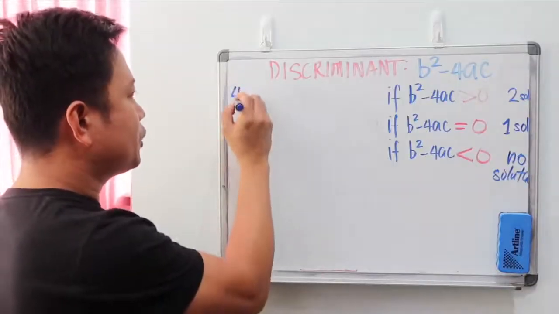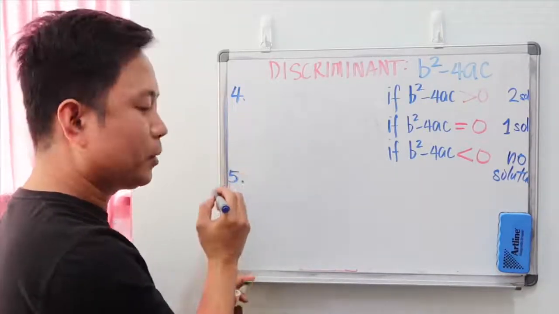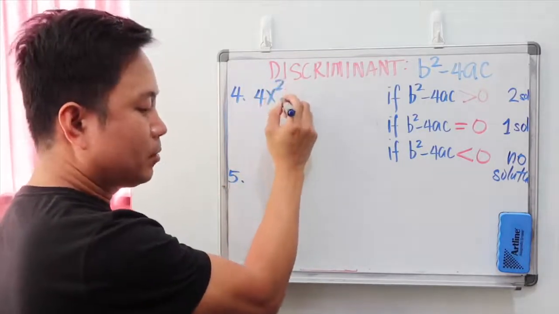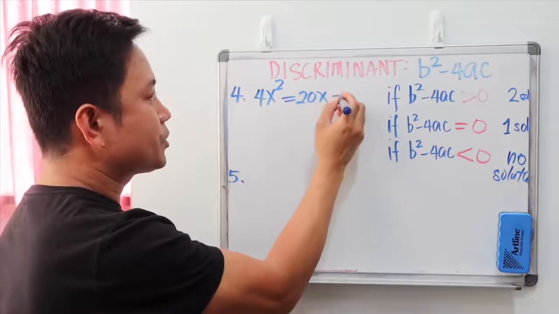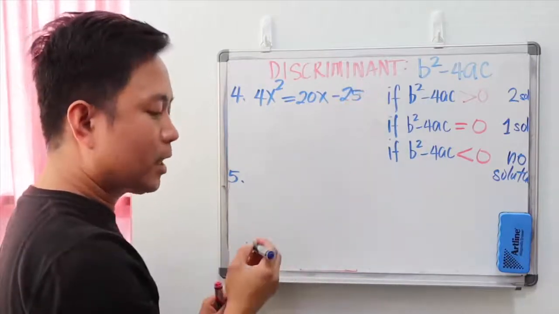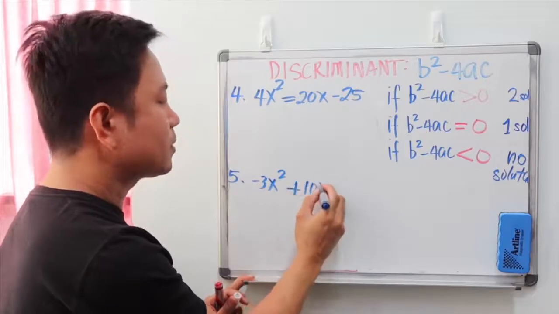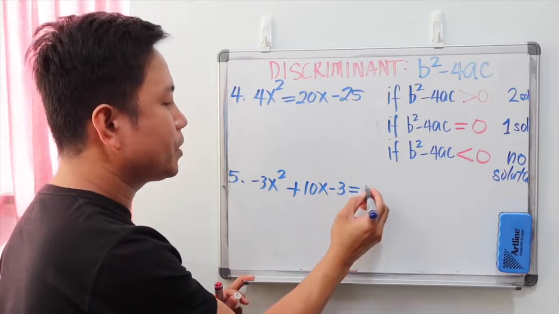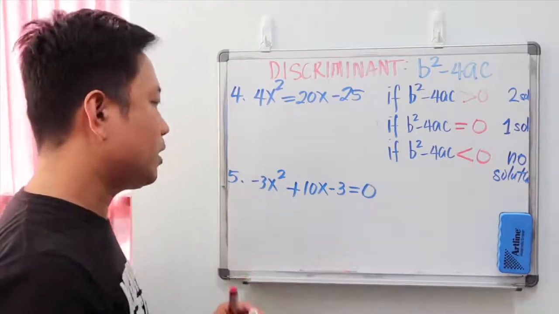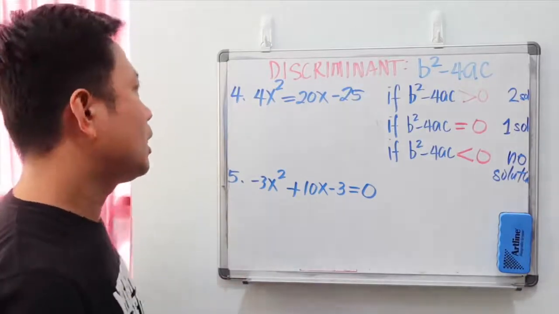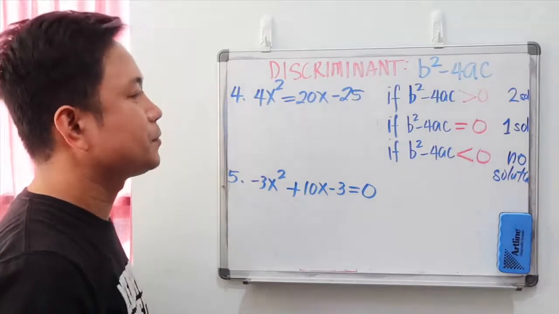Alright, now it's your turn to practice, examples 4 and 5. We have 4x squared equals 20x minus 25. And example number 5 is negative 3x squared plus 10x minus 3 is equal to 0. You may pause this video to solve for the discriminant of these two quadratic equations.